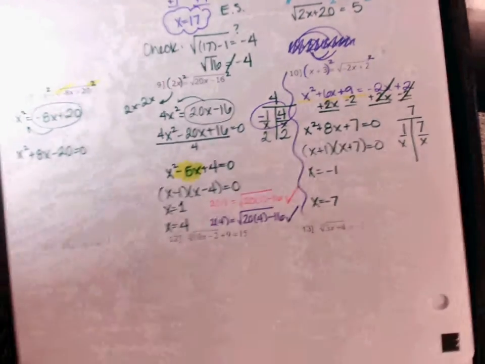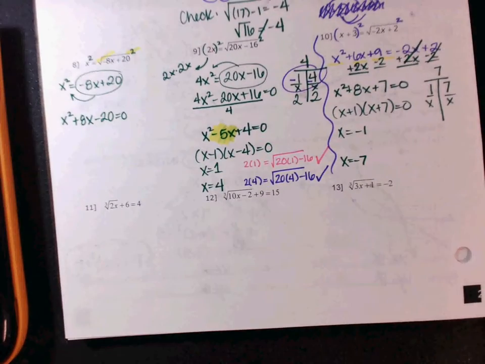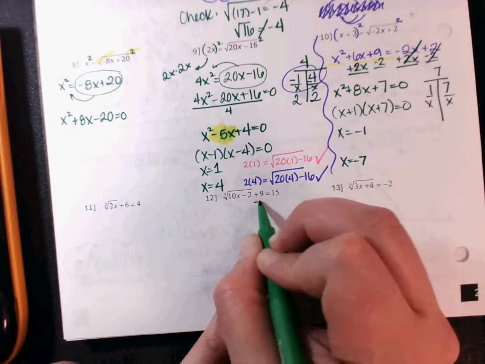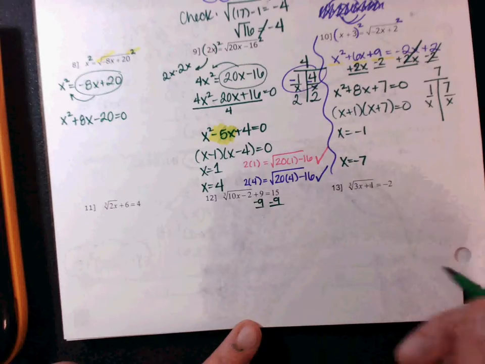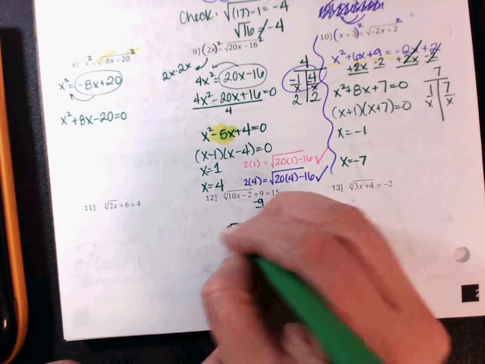Bottom row, we're going to do one more. We're going to do number 12. Take a look at number 12. What would you do first? Subtract the 9. Good. 15 minus 9 is 6.